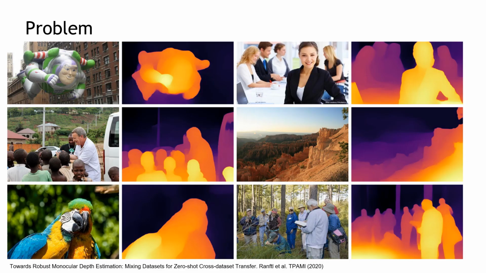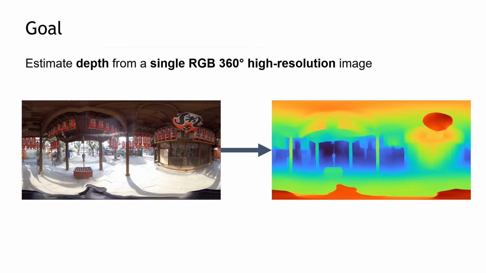With the advent of deep learning, estimating dense depth maps from a single RGB image has become possible. There exist huge collections of annotated datasets, which enables monodepth techniques to generalize widely. Our goal is to estimate a dense depth map given a single high-resolution 360 RGB input image.